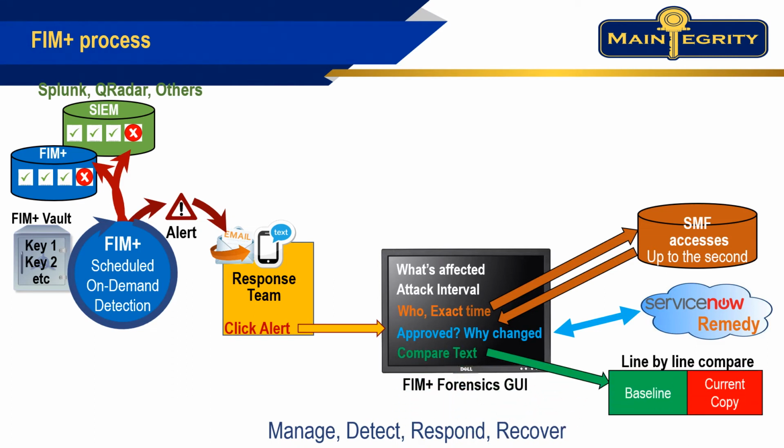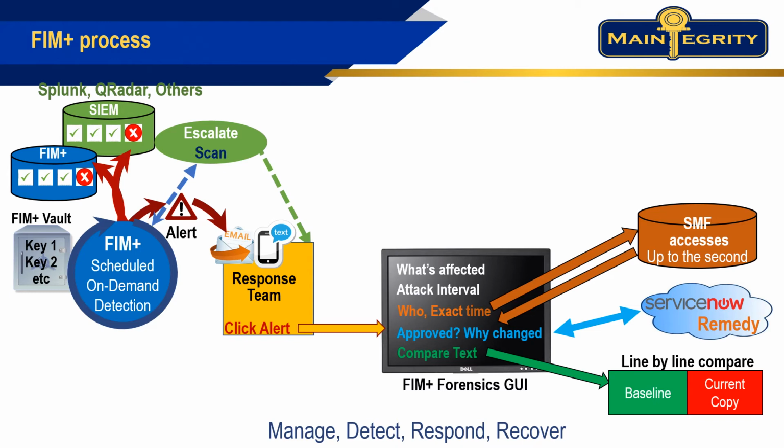But what happens if there was no change record? Now we have a problem. For text-based components like config files or parm settings, FIM Plus can invoke a side-by-side compare program. Now you can compare the baseline copy to the current copy to tell if it was just a comment line that changed or whether there's something more sinister at work.